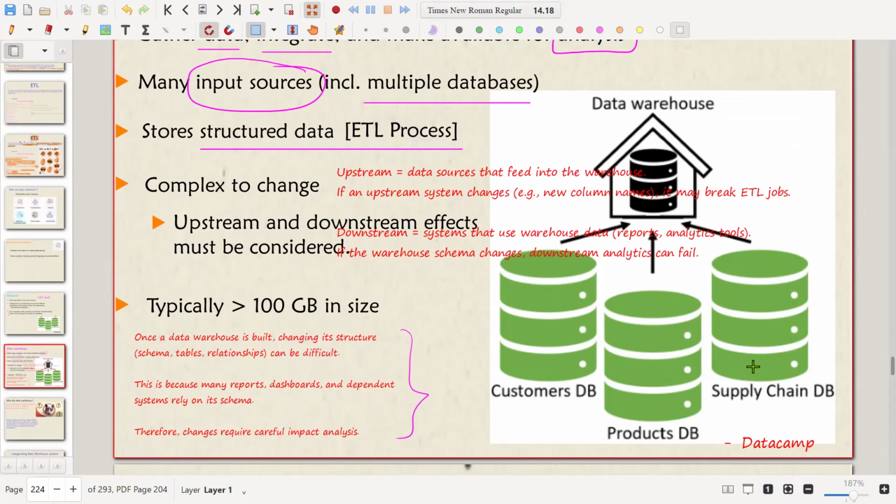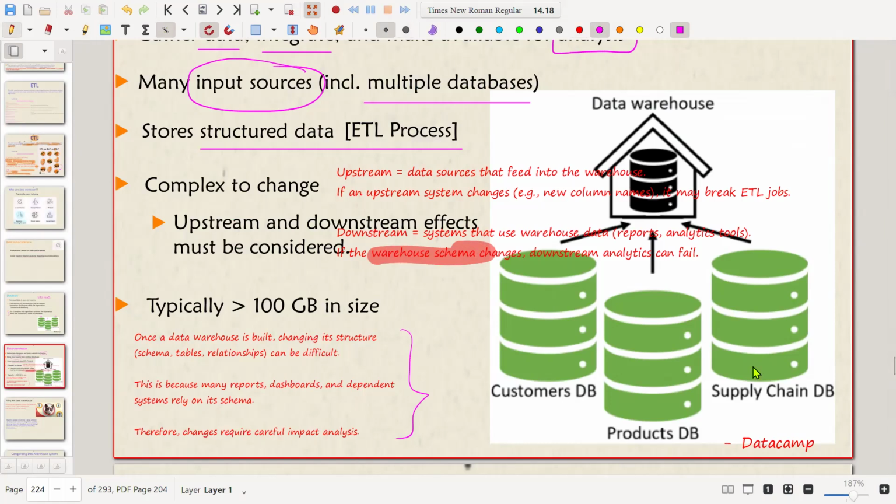Okay. So you can see here downstream systems that use data warehouse data, or reports, or analytical tools. Okay, that is downstream. Don't worry about this last sentence. If the warehouse schema changes, downstream analytics can fail. So what do I mean by this term, warehouse schema? Okay, that will be clear towards the end.